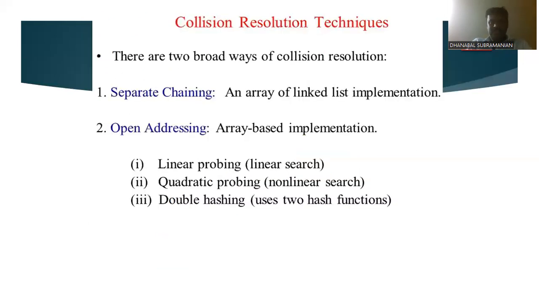How do we solve hash collisions? There are 2 collision resolution techniques. One is separate chaining and the other is open addressing. Separate chaining is nothing but an array of linked lists implementation. The linked list concept is used for separate chaining: create a hash key and based on the hash key you can store the data. Then open addressing is an array-based implementation. In this technique you have 3 important methods: linear probing, quadratic probing, and double hashing.